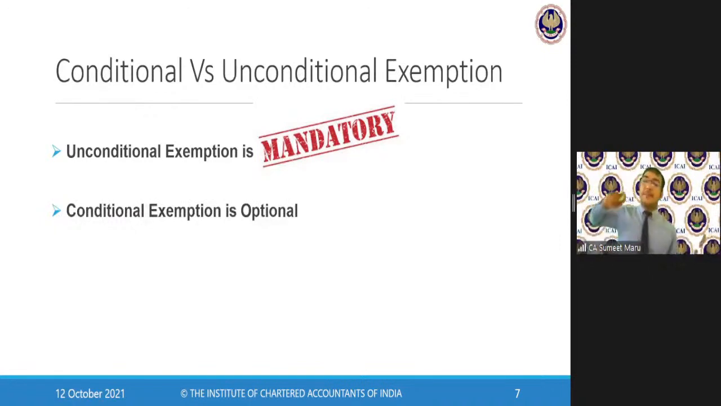So if government is providing an unconditional exemption on something, it has to be given without any tax. Even though I am of a very social service nature, I want to collect tax, people want to give me tax, but still I can't collect as the exemption given is unconditional. It is mandatory. Please remember, it is mandatory that I should not charge the tax on certain supply of goods and services.